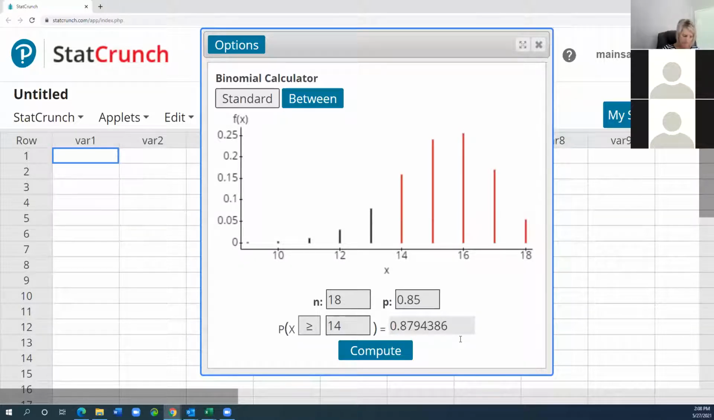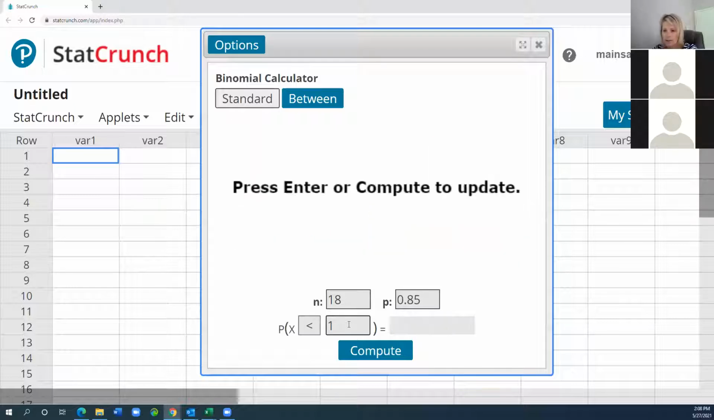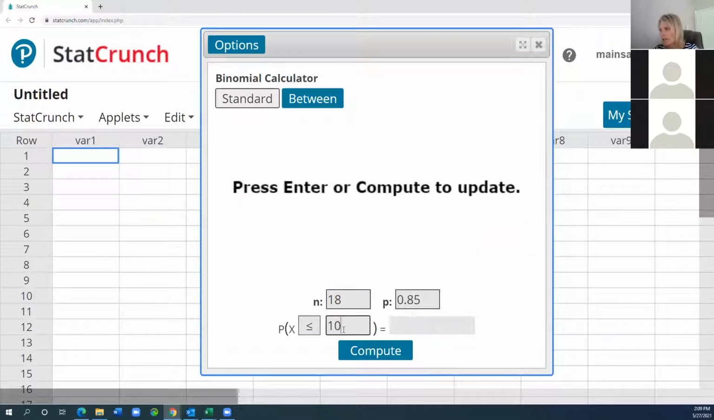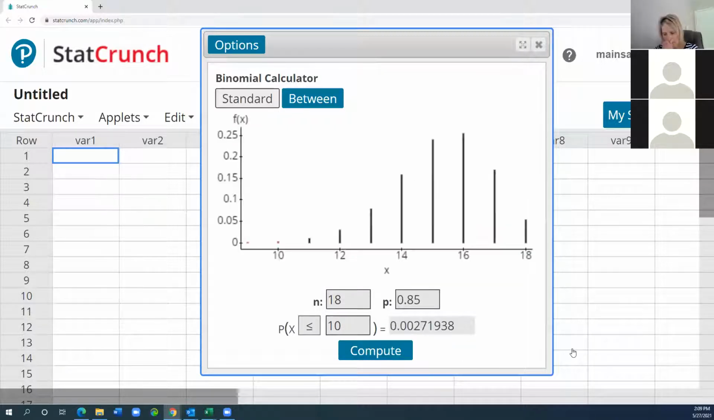And letter C says X is strictly less than 11, so we have to do a less than 11. And so the probability of X less than 11, parentheses, equals 0.0027. And now you could have also done less than or equal to 10, because that would be the same thing as not including 11, right? So we should get the same probability. Yep.